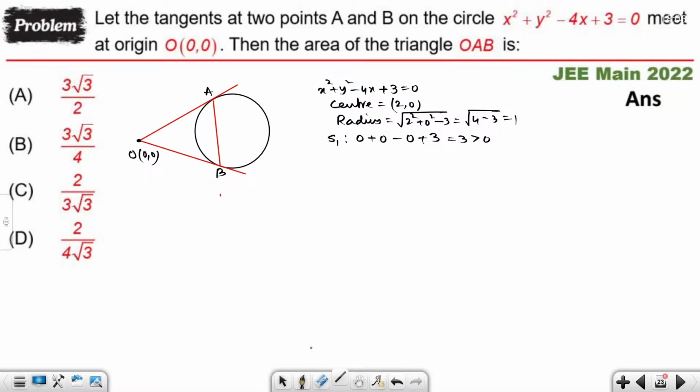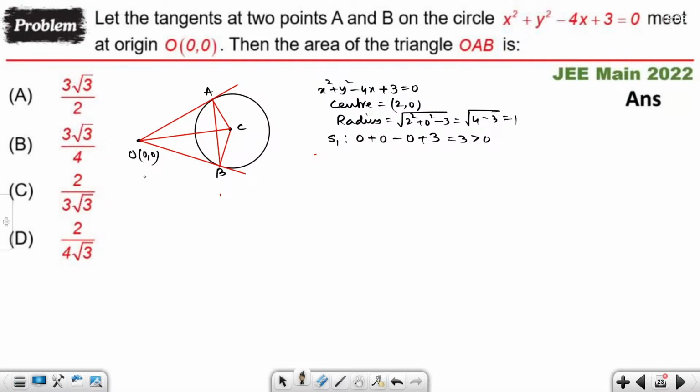Okay, so for that, let me do one thing. This is my center. So from the center, again, the same rule I am doing. I'm joining the center with the point of contact, so they will be the radius. And let me join the center of the circle. Let me denote the center of the circle with C and the origin O. Okay. So now you have to find out the area of OAB.